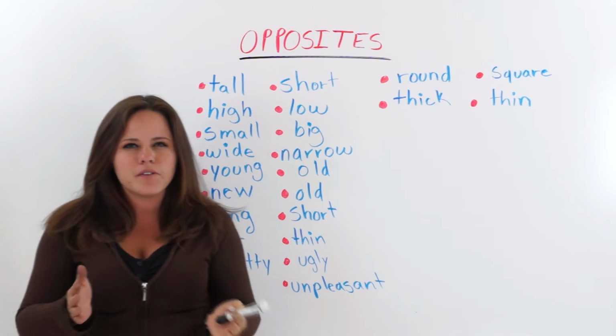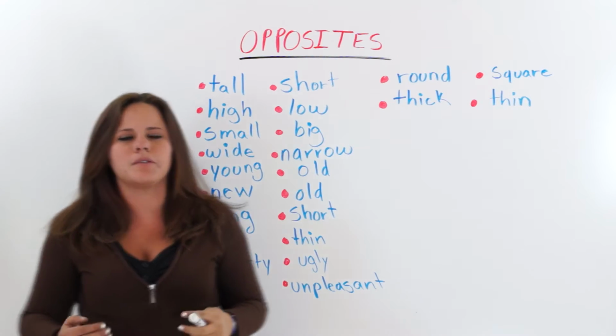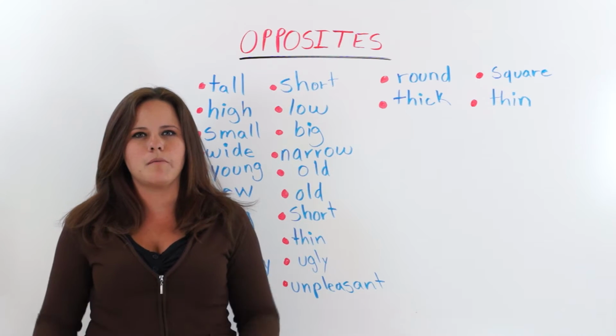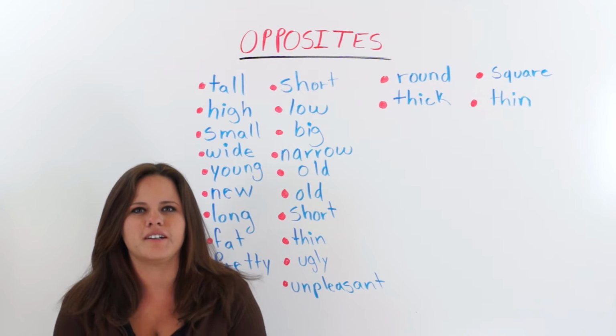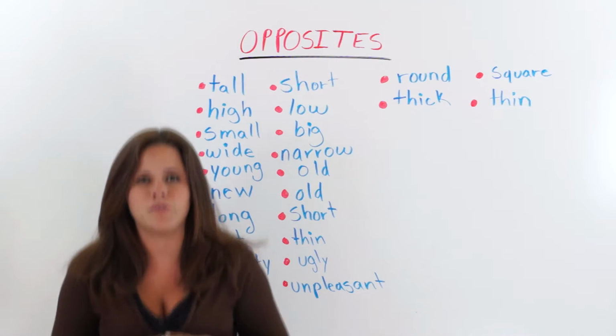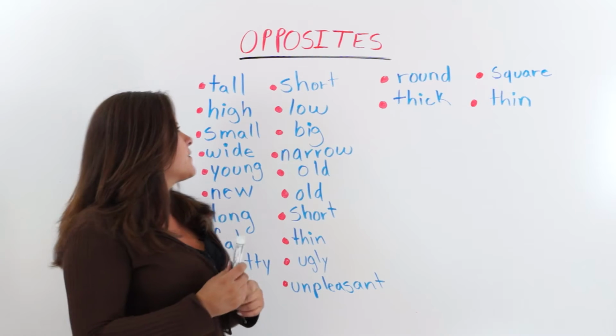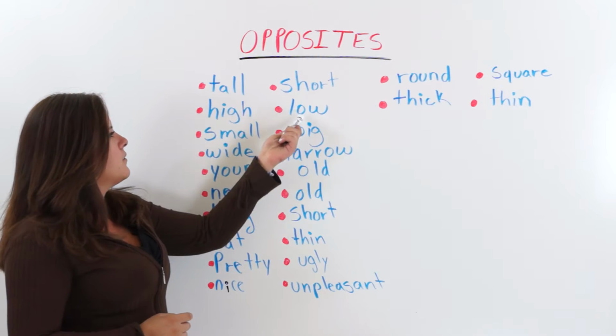Okay, they're only used for people, guys, okay? For example, tall, I am a tall woman. Short, I am a short woman. Tall and short, okay?